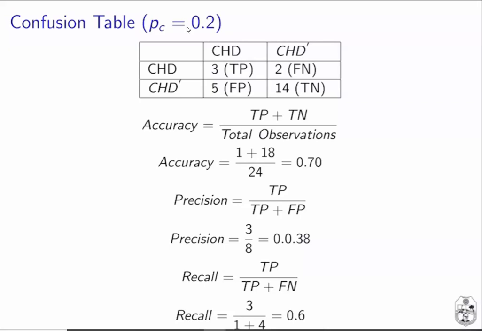And with this, the accuracy will be reduced to 0.7. Precision will be again reduced to 0.38, earlier it was 0.5, and recall has been drastically increased. See, 0.6 is the new recall. Earlier recall was 0.2. We got different results with critical probability value 0.2.